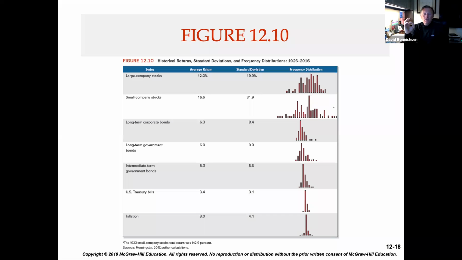Are you getting 50% higher returns for the investment in small cap stocks versus large cap stocks? Well, 50% of 12 is 6, and 6 plus 12 is 18. So if you were taking the same 50% level of risk and you should be getting the same 50% return increase, then you should expect to see an 18% average return on the small cap stocks. So is 16.6 close to 18? Yeah, it's close.